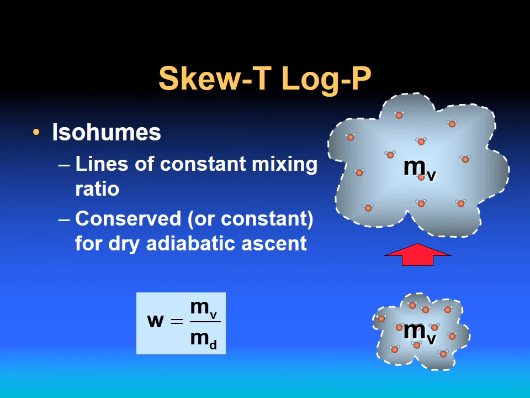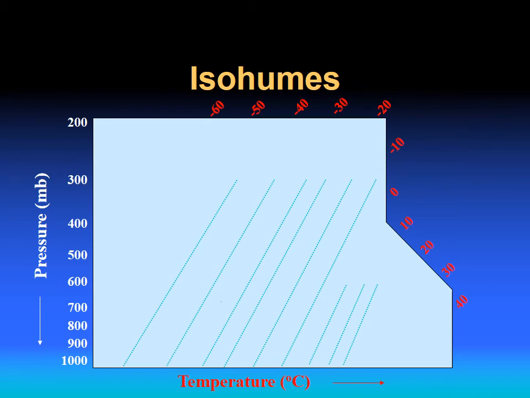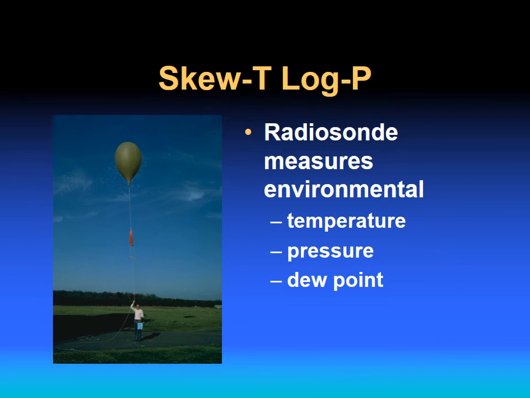And then the last set of lines we're going to look at are isohumes. These are lines of constant mixing ratio. Remember, in a parcel of air, as it rises, we assume that the mass does not change, which means that the mass of water vapor stays the same and the mass of dry air. It can expand, the volume can change, temperature can change, but the mass is constant. So mixing ratio is conserved for dry adiabatic ascent. And these are lines of constant mixing ratio. So as air rises, the moisture content follows those lines.